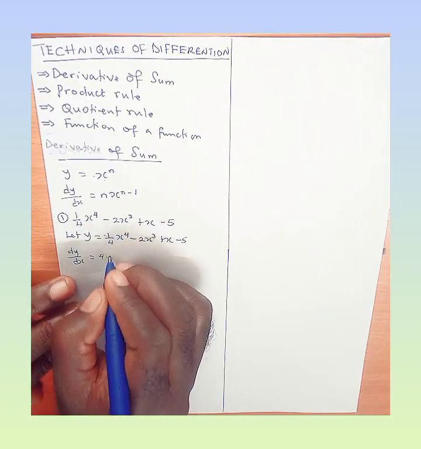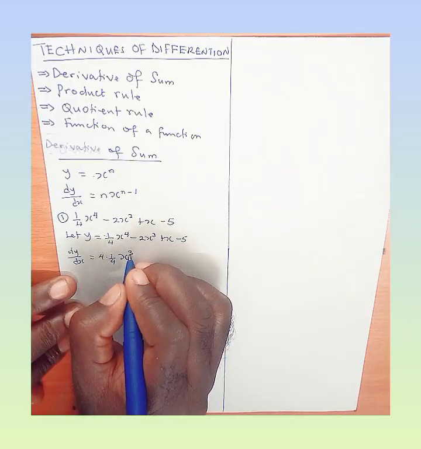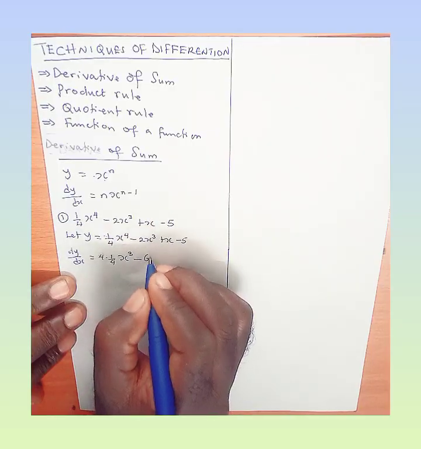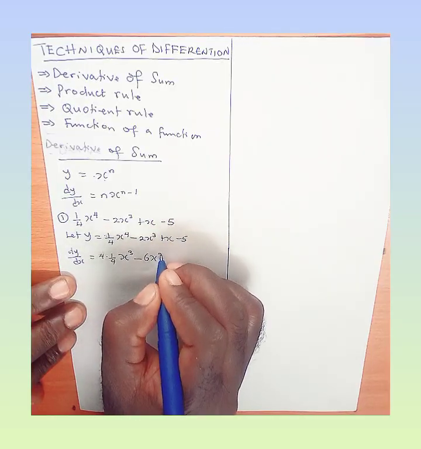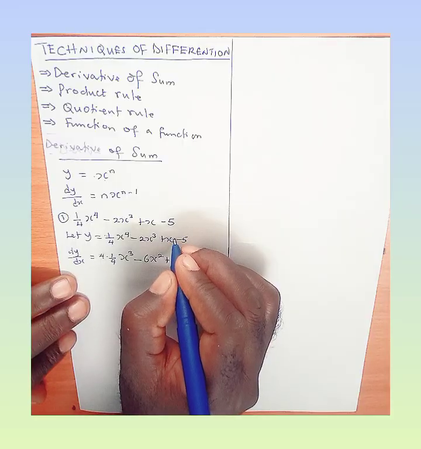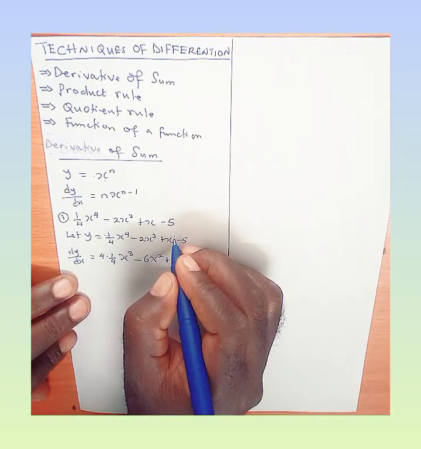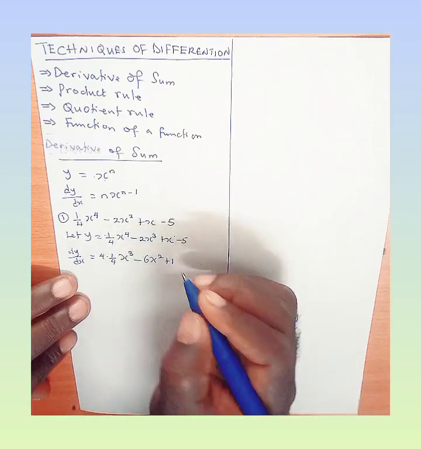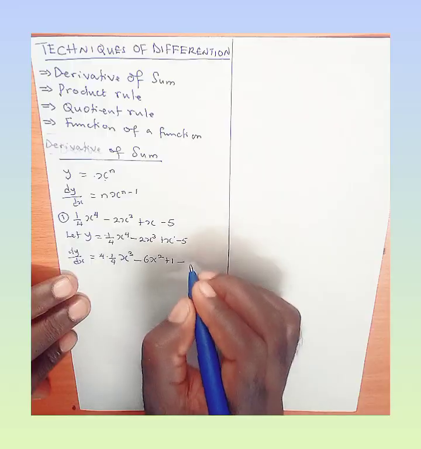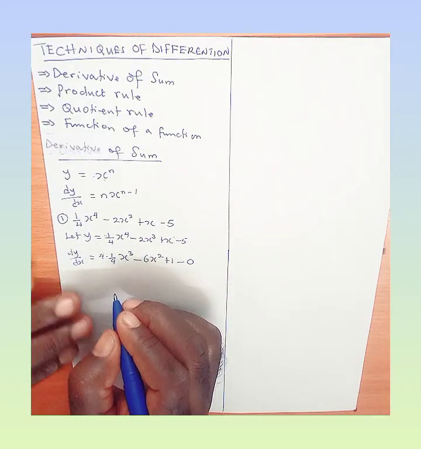We have 4 multiplied by 1/4 x raised to power 4. We subtract 1 from the power, it will be x raised to power 3. Minus, this 3 will multiply this 2 to be 6. We subtract 1 from this power, it will be 2. Plus, when you differentiate this x, remember it is raised to power 1. When you bring this 1 down, we subtract 1 from 1, it will be 0. It will be x raised to power 0, which is equal to 1. Then when we differentiate a constant, it is 0, no matter how large the constant is.